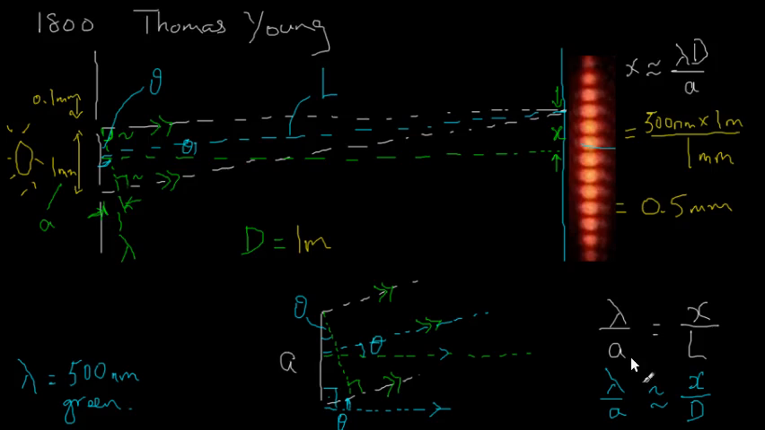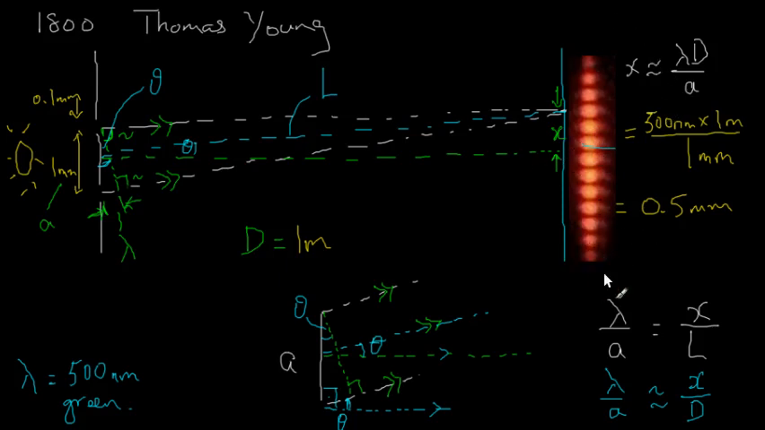Previously, I've talked about how using what we know of the distance between the two gaps, the distance of the screen, and the wavelength, we can calculate x. We can calculate the spacing between two fringes.